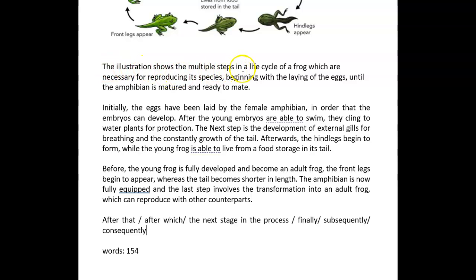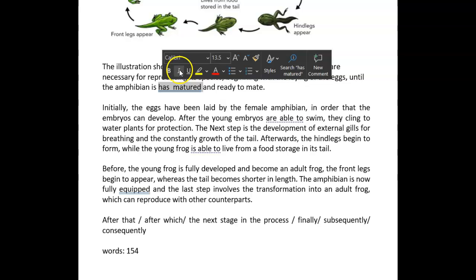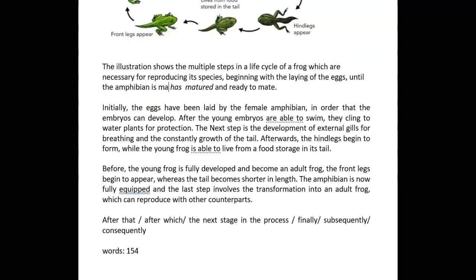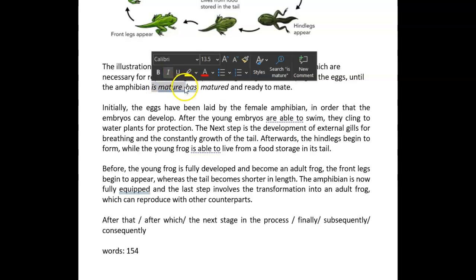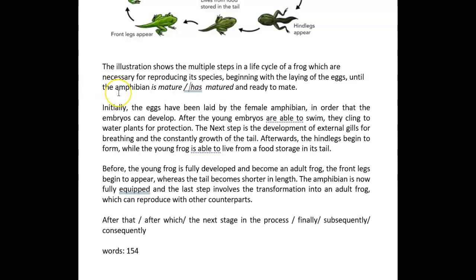The illustration shows the multiple steps in the life cycle of a frog, which are necessary for reproducing its species, beginning with the laying of eggs until the amphibian is matured and ready to mate. Excellent, well done. You'd either have to say has matured, I have matured, or is mature. Either has matured or is mature, that is correct as an adjective. Don't mix up both. Otherwise, very nice start.